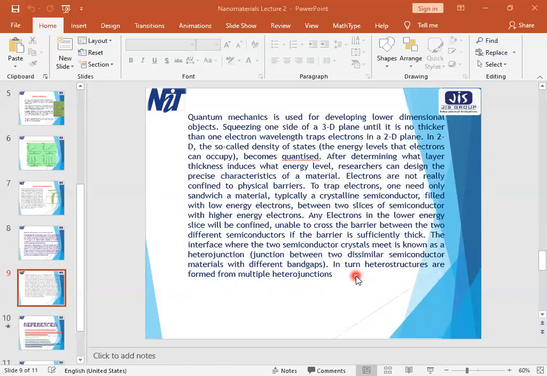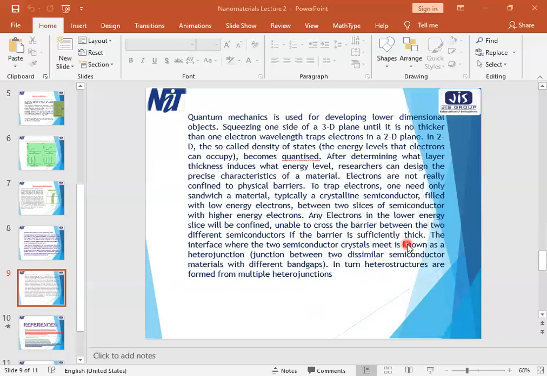By knowing this, electrons are not really confined to physical barriers. To trap electrons, one need only sandwich material. If you want to trap the electrons, then you will have to sandwich material. Otherwise, the electron cannot be confined. You cannot control the electron; the physical thing is different. Typically, a crystalline semiconductor filled with low energy electrons is placed between two slices of semiconductor with higher energy electrons. Any electrons in the lower energy slice will be confined, unable to cross the barrier between the two different semiconductors.